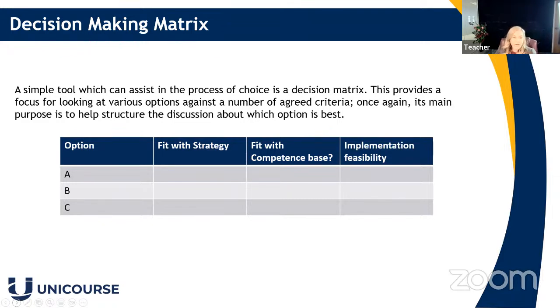But I like this one because you could list your options and it might be based on different areas. So it could be length of time instead of fit with strategy. It could be the link with, or fit with, the culture of the organization. It could be the cost of doing that. So you can have a number of different titles, but it's a really, really good tool. And there are some examples, and there will be on the problem solving ones as well.